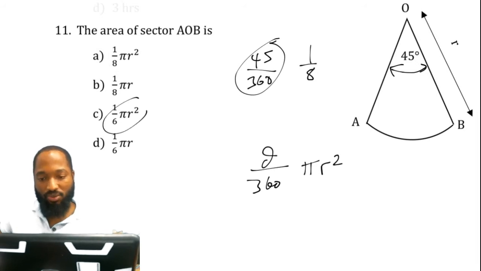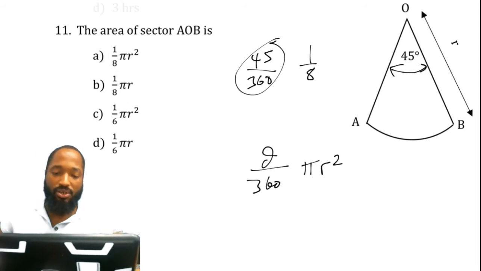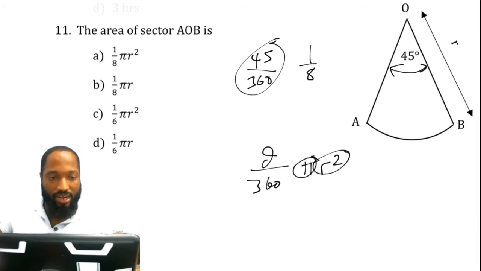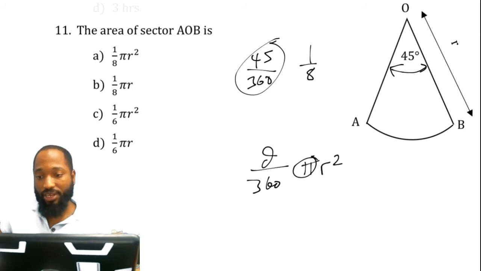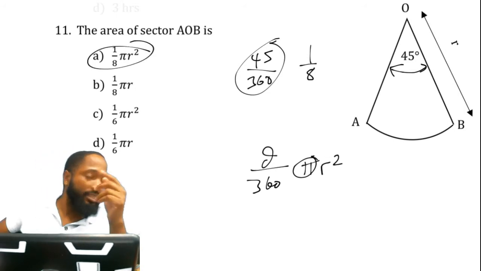So it is most likely this fraction. Well, let me see if anything will pop out here. Nah, I don't think so. They leave the pi, and r squared, r is r there. So it's 1/8 pi r squared. So the answer is E. 11 is E.